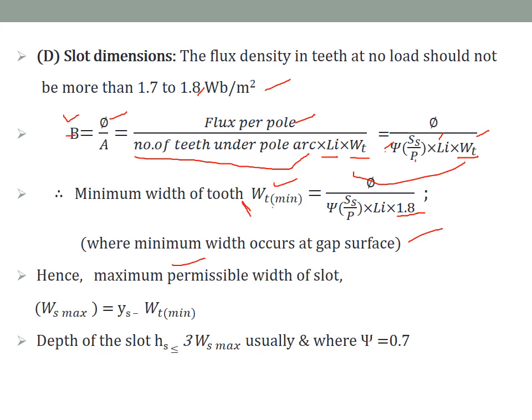So hence the maximum permissible width of the slot is given by WS maximum. YS is the slot pitch, and WT minimum is the minimum, below this we cannot go. Because of this, the width of the slot becomes maximum. WS maximum is equal to slot pitch minus minimum width of the tooth. Once you find the width, the height of the slot is found using this equation: HS should be less than or equal to 3 times WS max. In the above equation, psi is usually 0.7.